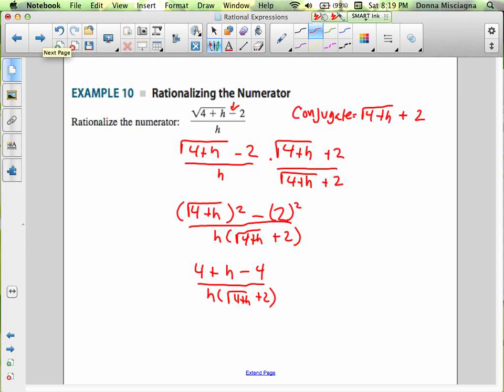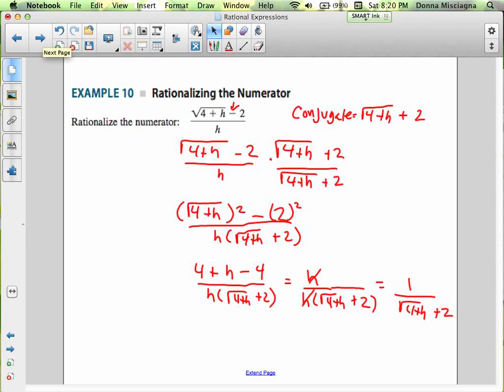4 plus h minus 4 is just going to be h, over h times the square root of 4 plus h plus 2. And guess what? We're going to be able to reduce this, because we can cancel out those h's. Those are just factors, because in the denominator we have h times the square root of 4 plus h plus 2. So the h's will cancel, and our final answer is just going to be 1 divided by the square root of 4 plus h plus 2. And we're done.